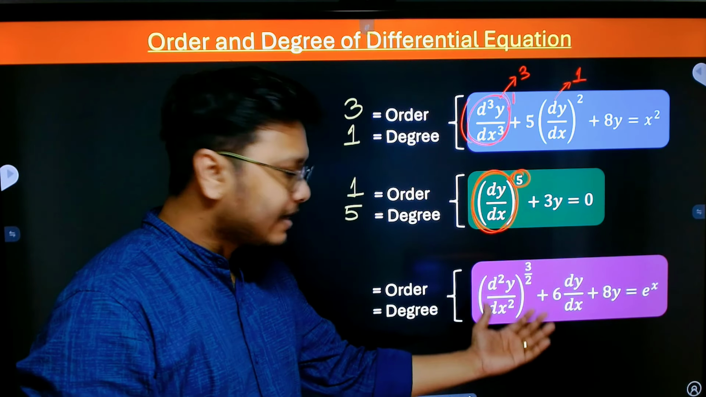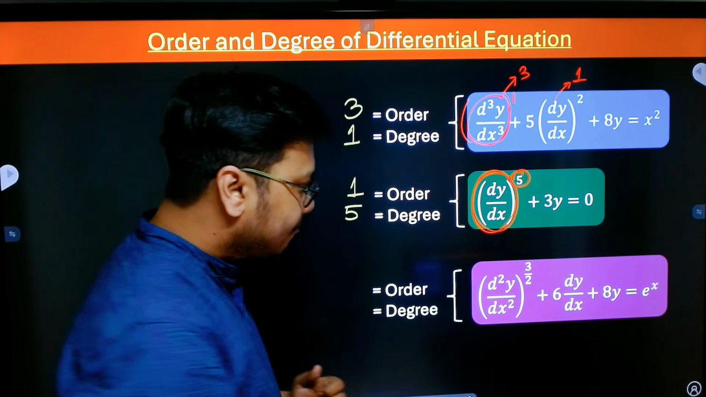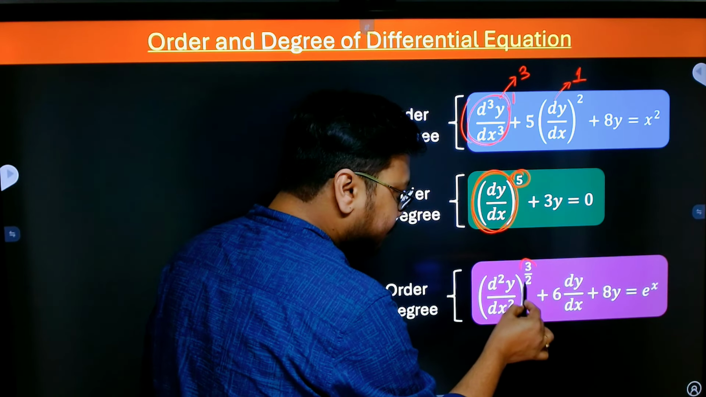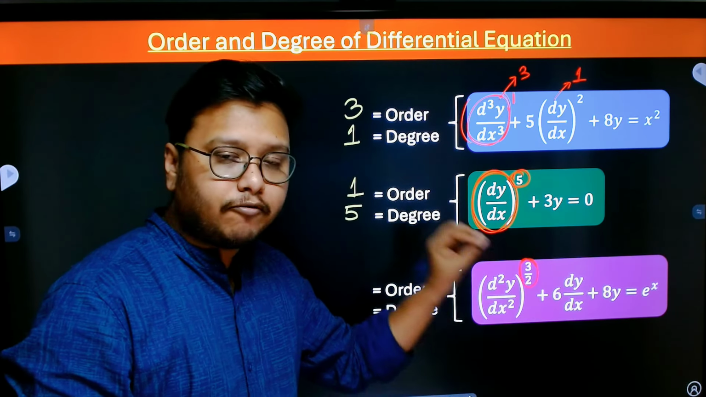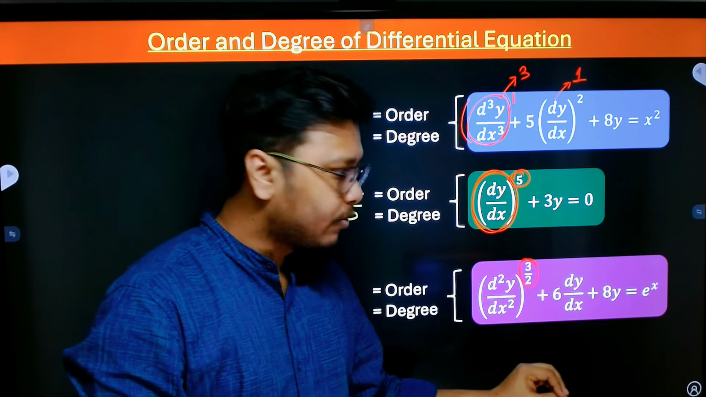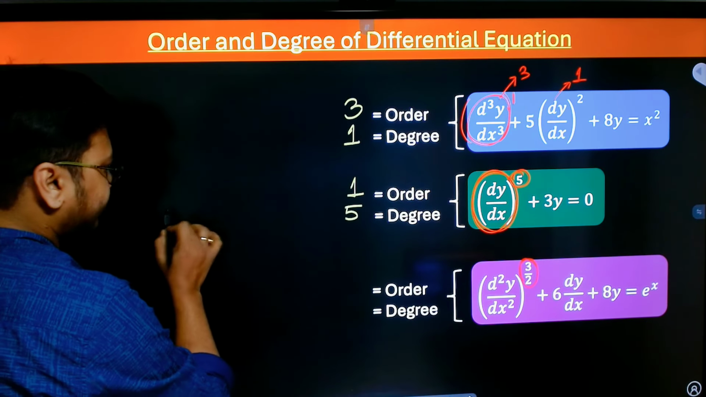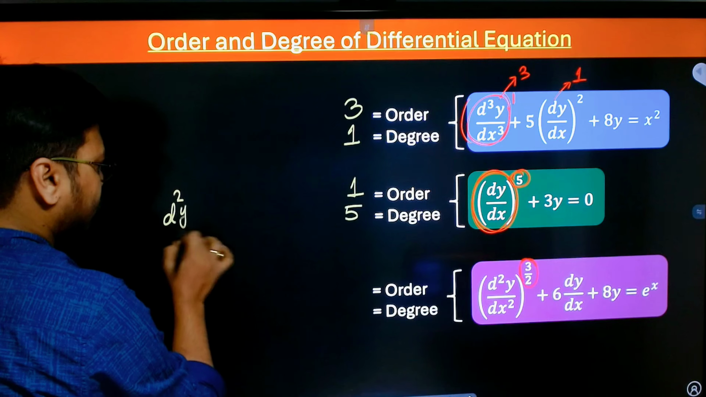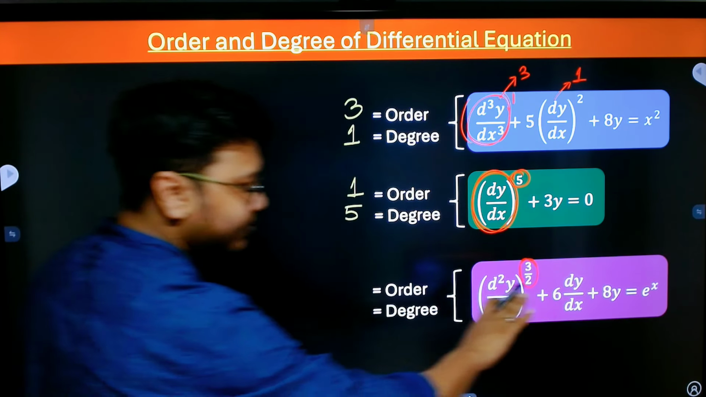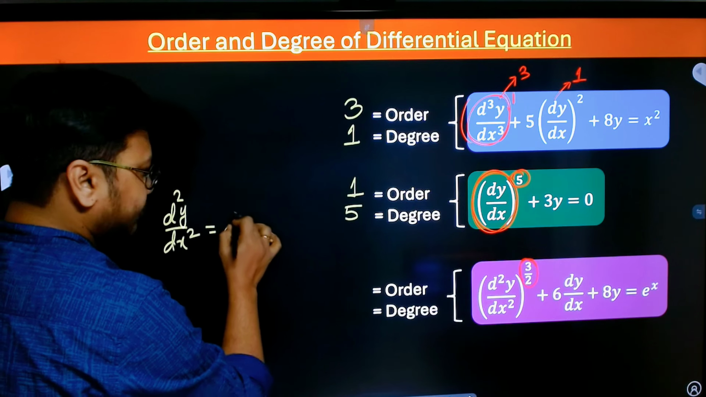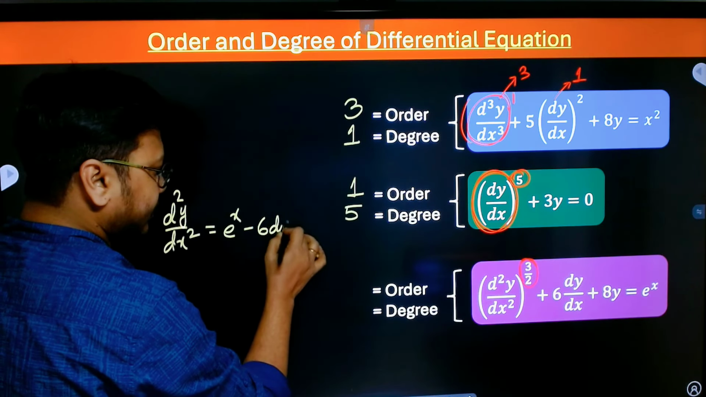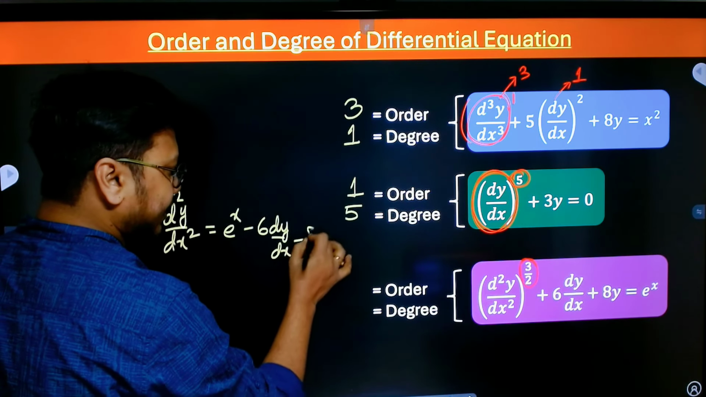Now if we look at the last example, here we can see we have a non-integral power of a derivative. So first we need to make sure we don't have a non-integral power. What we can do is write it this way: d2y/dx^2, and we can take all the rest of the terms on the right hand side. So that would be e^x - 6 dy/dx - 8y.